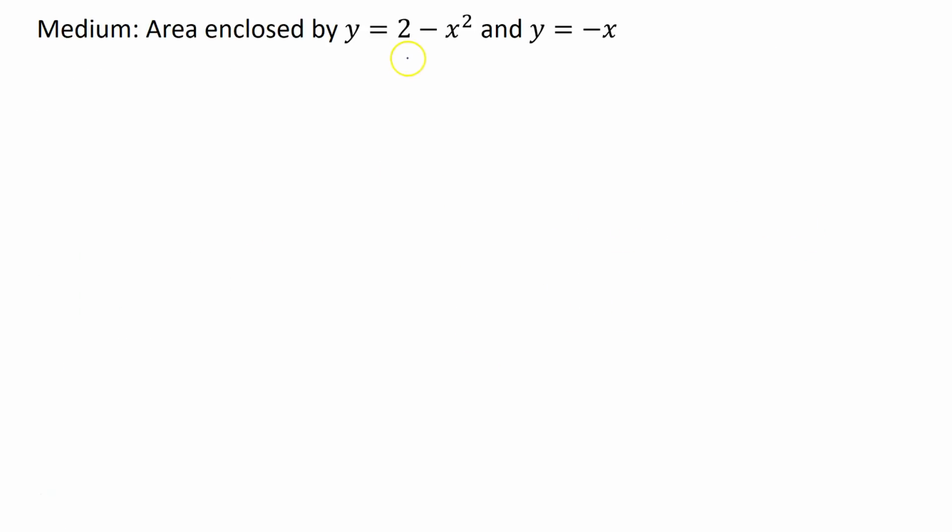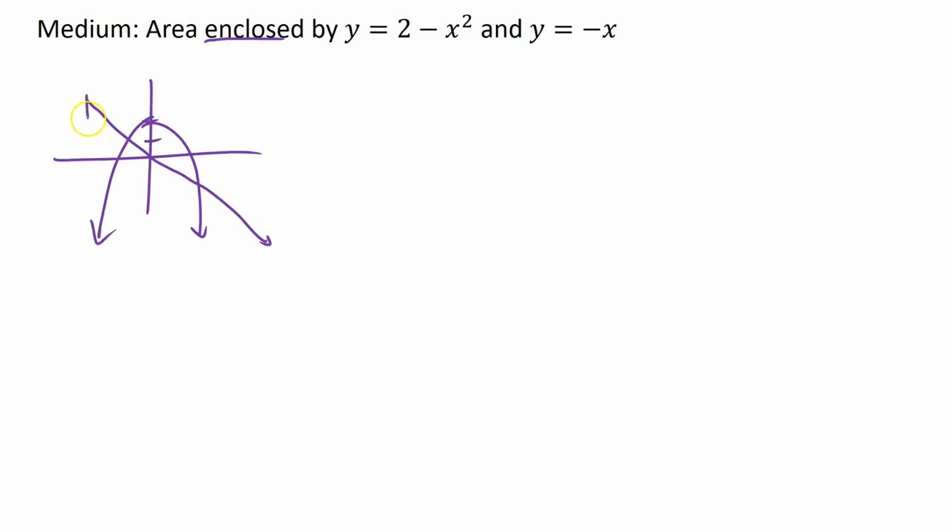And that's why I'm medium. Area enclosed by, so enclosed means the area that is cut off by the 2 graphs. So 2 minus x squared and negative x. So 2 minus x squared, this has been moved up 2, and it's flipped over the x-axis. So 2 minus x squared is going to look something like this. There we go. And then negative x. Negative x looks like that. So we want to know what the area is enclosed by.